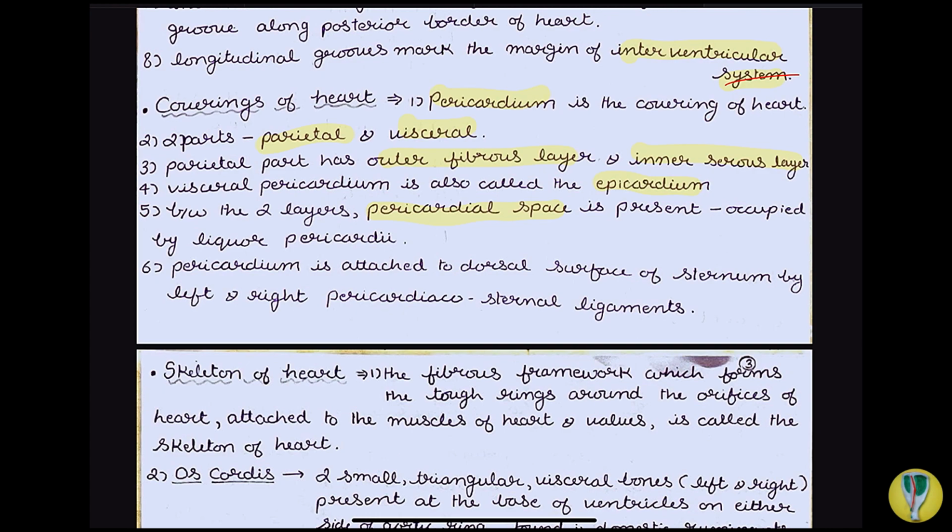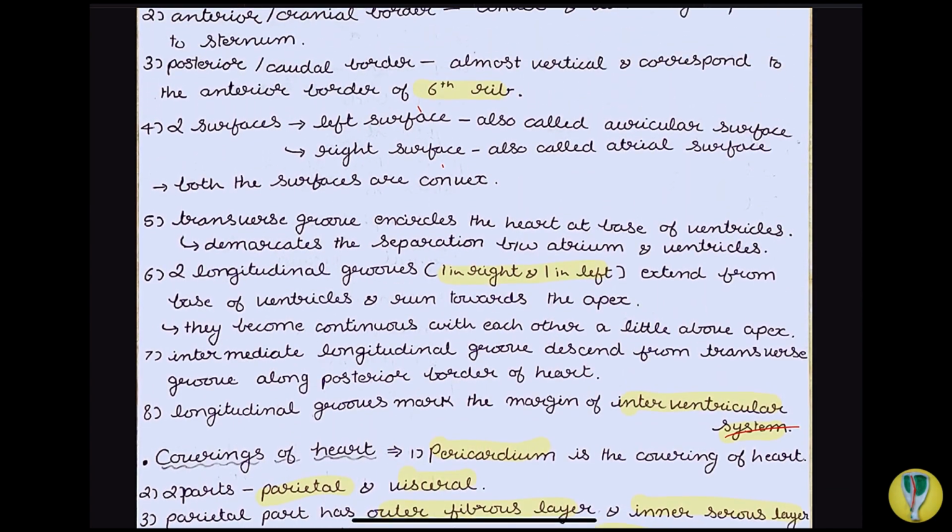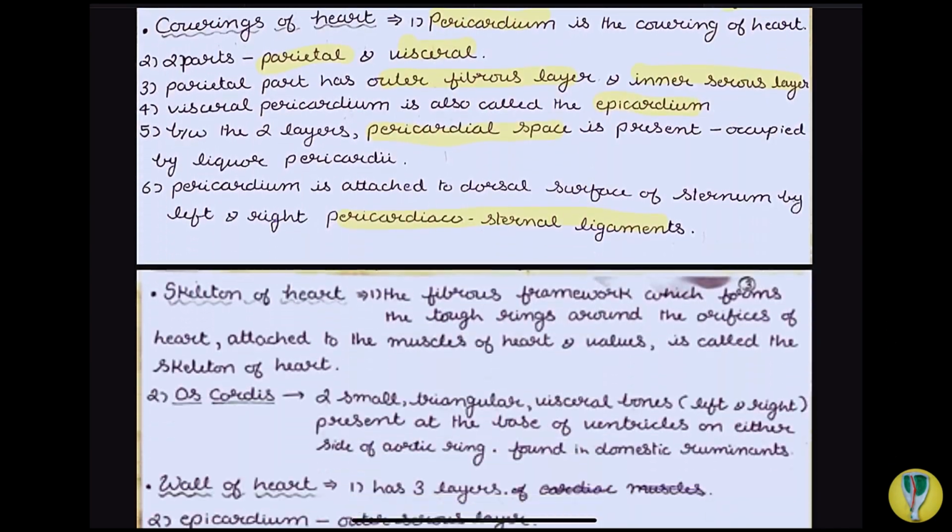pericardial fluid. Then pericardium is attached to the dorsal surface of the sternum by left and right pericardiaco-sternal ligament. In case of dog, there's a third ligament which is called pericardiaco-phrenic ligament. And it will basically attach the apex of the ventricle to the diaphragm. So this is all about the coverings of the heart, the external surfaces of the heart.